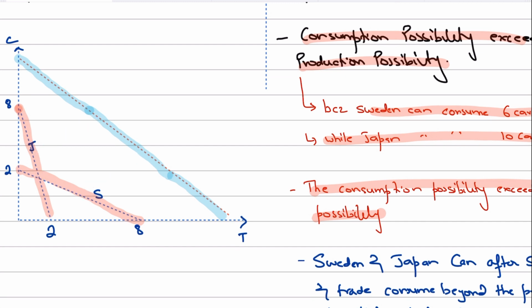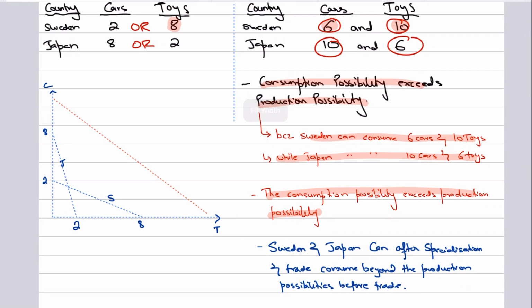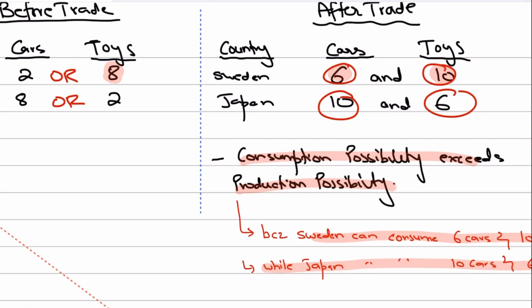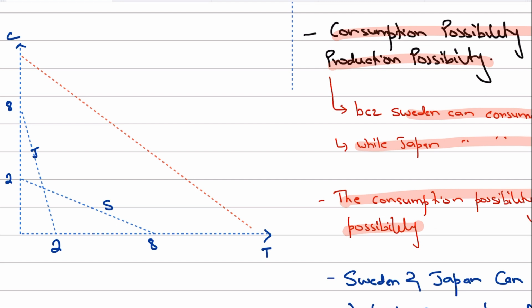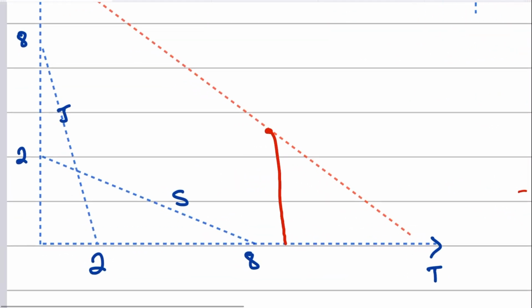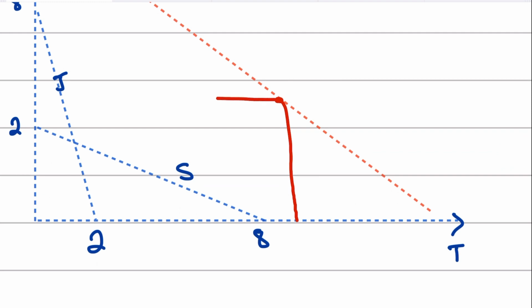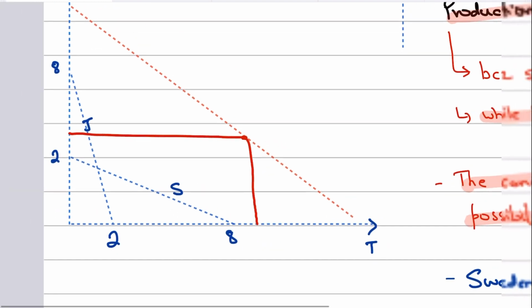For both the countries, the consumption possibility is more than the production possibility. Sweden can consume beyond its PPF. Japan can consume beyond its PPF. And we can see that. Look at the values for Sweden: 6 cars and 10 toys. So 6 cars and 10 toys would be somewhere around here, right? This is not a graph, so I'm just drawing it. It's not drawn to scale.